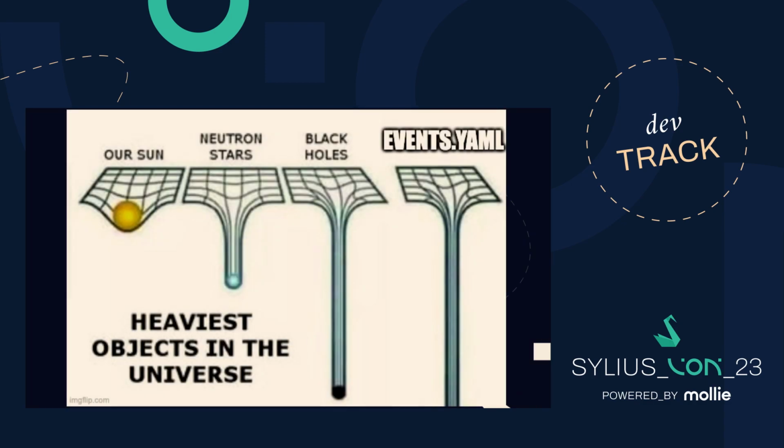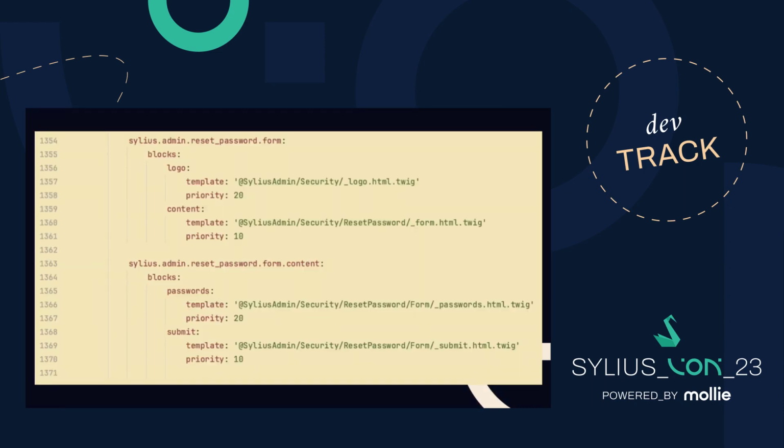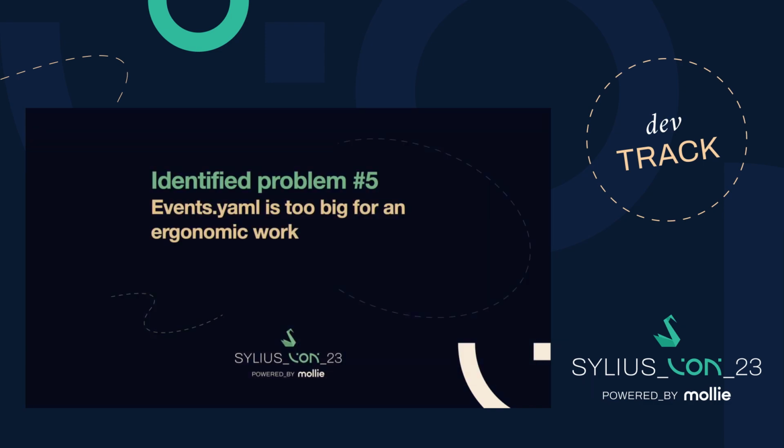And I found the events.yaml file we are using in Sylius to define our routes is pretty heavy, not in terms of kilobytes, but more in terms of lines. And how does it look? When we notice, it's almost 1,400 lines. Now imagine you need to jump in this file to find the next block and the next block, back to the template, you are doing the rabbit cycle. Not a good idea. So problem number 5: it's too big, and not ergonomic to work with.